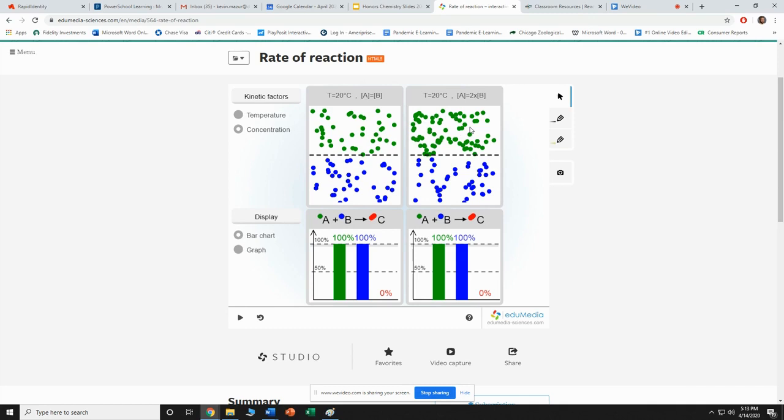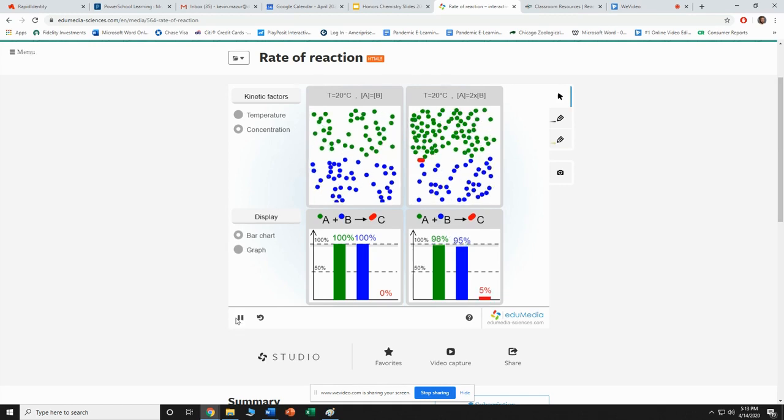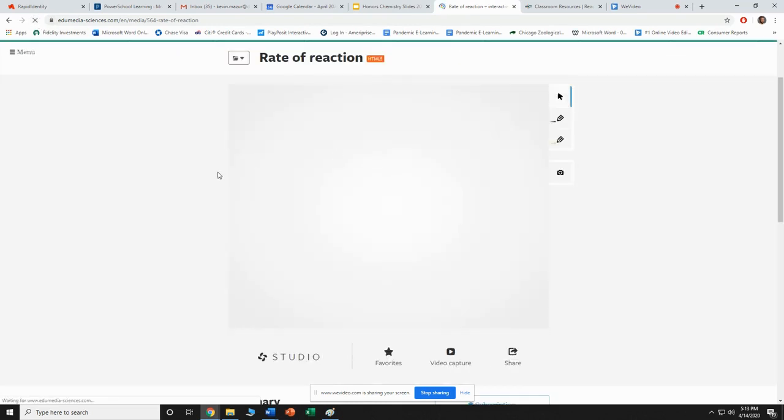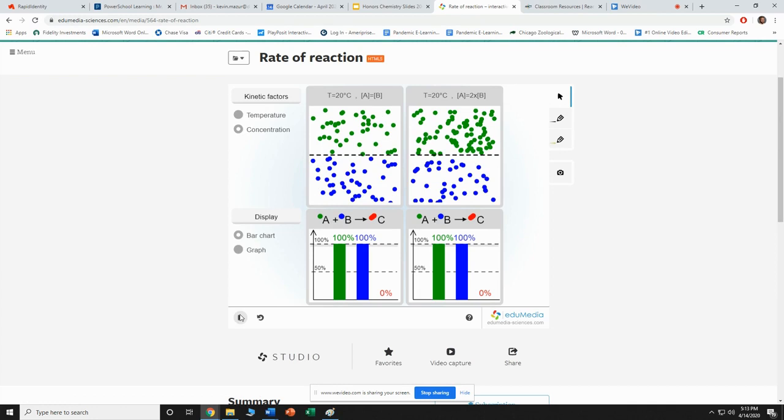And what you should see, it's not going to be as easy to notice, but you should still notice it. You're going to have a quicker reaction on this side than on this side because there's more A particles over here. So more stuff means an A is more likely to bump into a B. So let's watch.